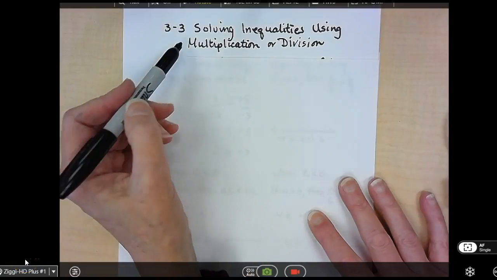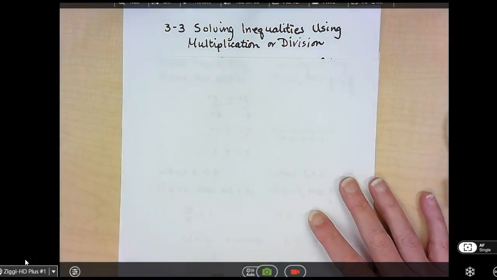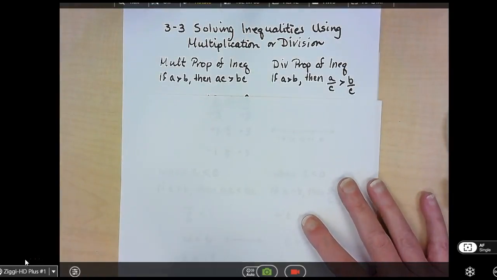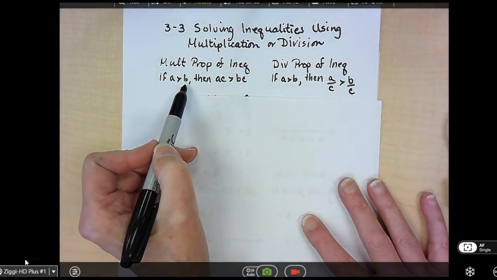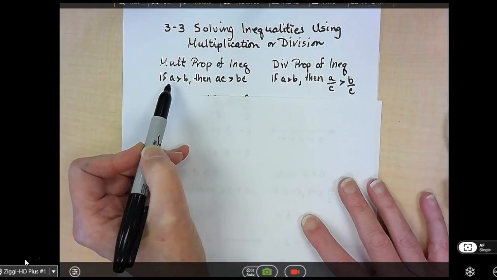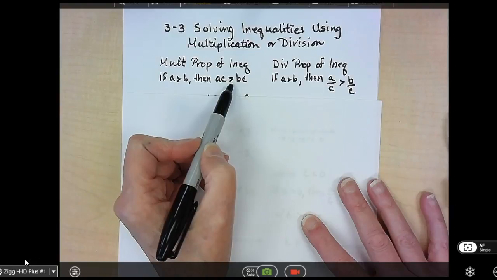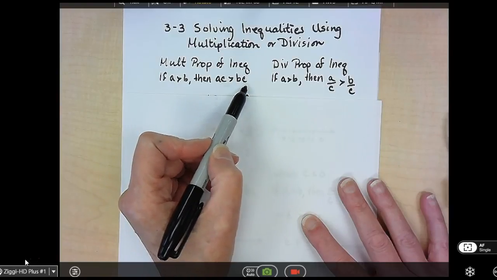Okay, 3-3, solving inequalities using multiplication or division. So I put them side by side. Multiplication property of inequality: if A is greater than B, less than B, less than or equal to, greater than or equal to, then A times C is greater than B times C. So whatever you do to one side, you do to the other.